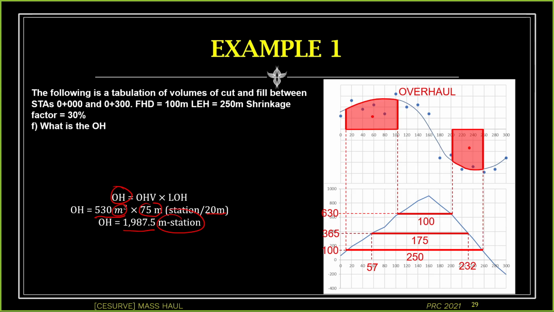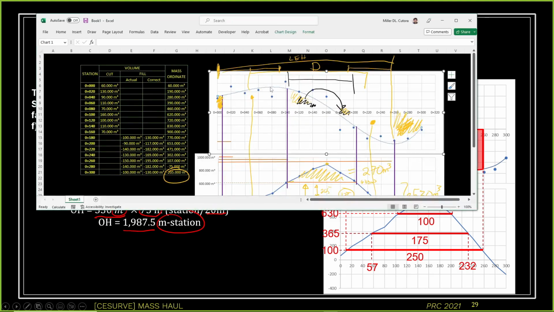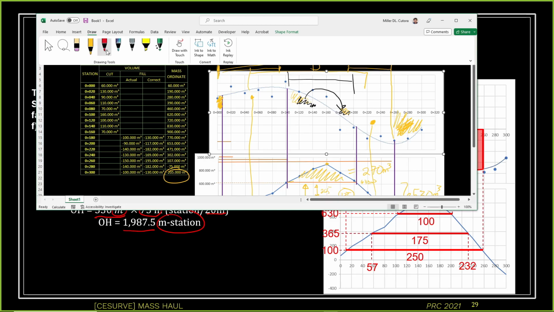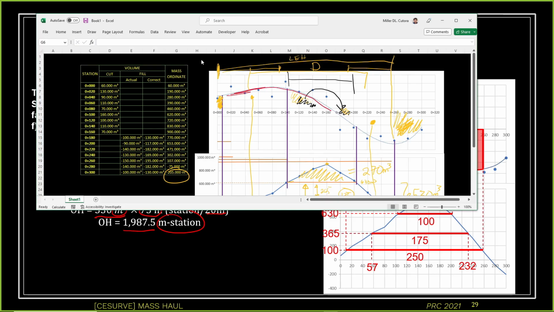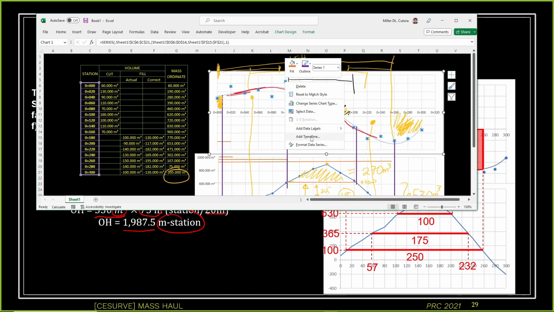How did you make the curve po for the natural grade line? This one, ito. Are you referring to this one? Let me change the color. Ito ba? Best fit line lang yan. Trend line. So, click nyo yung mga points, right click, trend line. Okay, anything else?